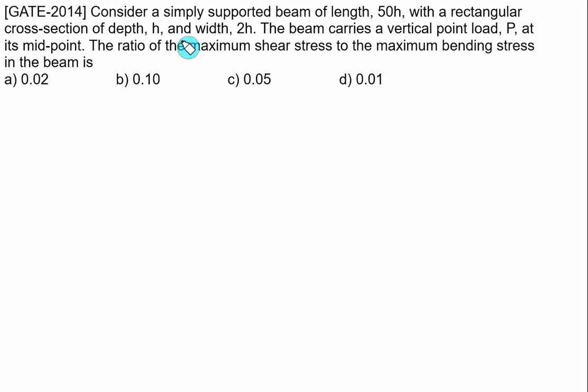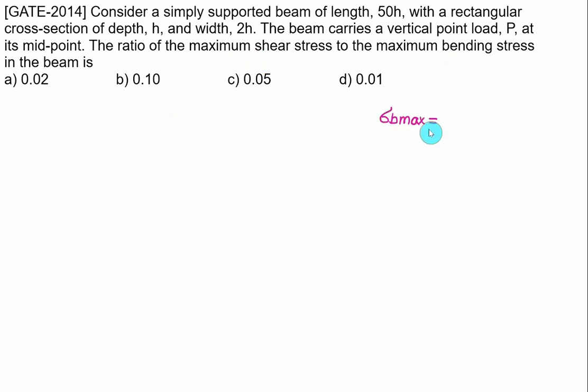Consider a simply supported beam of length equal to 50h with a rectangular cross section of depth equal to h and the width equal to 2h. The beam carries a vertical point load P at its midpoint. The ratio of the maximum shear stress to maximum bending stress we have to find out.